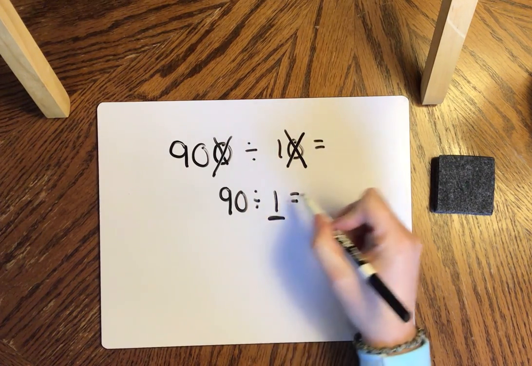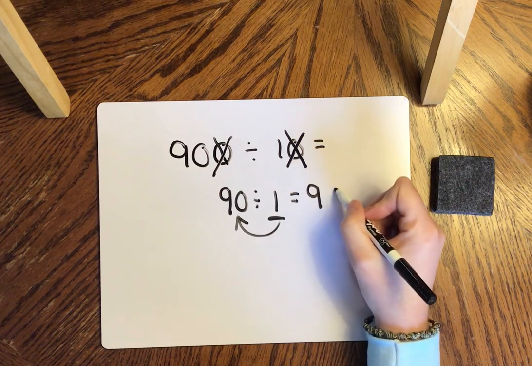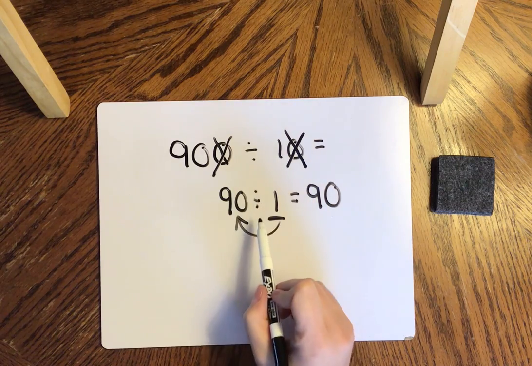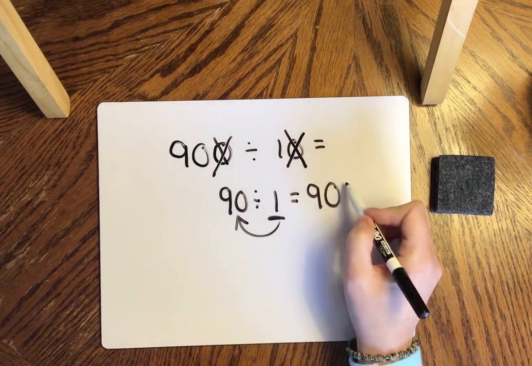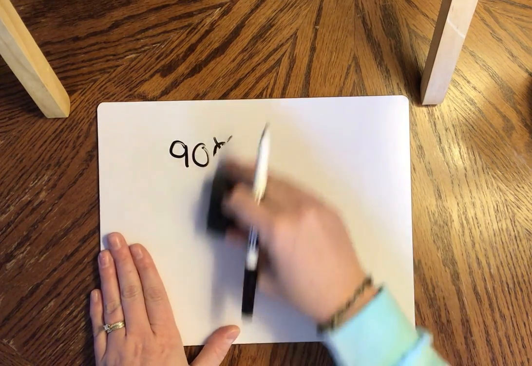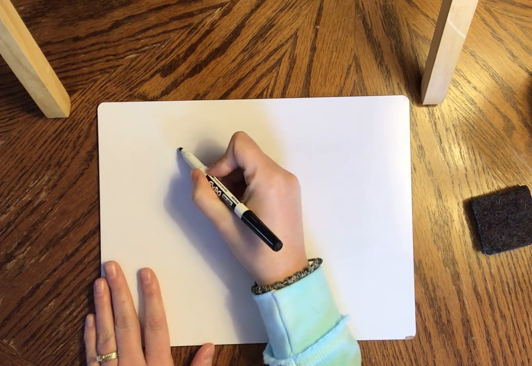Anytime that we divide by 1, the answer is the other number. So in this case, 900 divided by 10 transfers into 90 divided by 1, which is 90. Sometimes it's a little bit more complicated and we don't divide by 1. So let me show you an example of that.